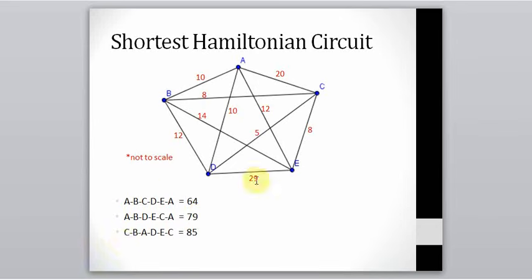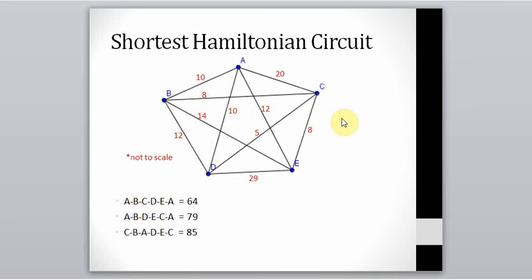Another Hamiltonian circuit out of this figure. C to B, that's 8, plus to A, that's 10, plus to D, which is 10, to E, which is 29, back to C, which is 8. The sum of those edges that you have traversed is 85. So it goes bigger. So how are we going to find the shortest Hamiltonian circuit out of this figure?